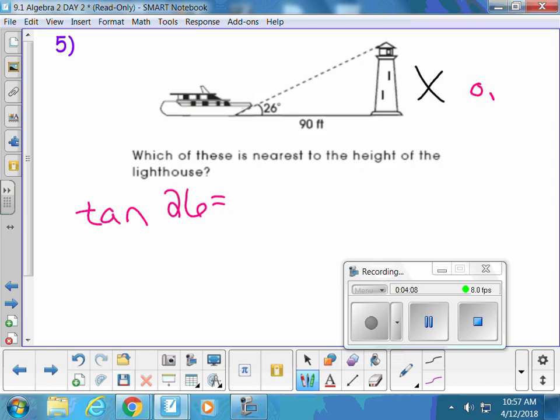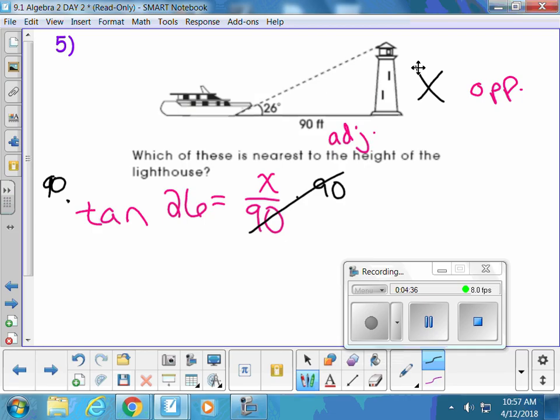X is my opposite side, right? And 90 is my adjacent side. So tangent of 26 equals x over 90. That's my setup. The pink is my setup. Is everything looking good? I appreciate you guys staying on top of all my mistakes, because they're coming at us today. We're going to need to move that 90 to the other side, so what should we do? Multiply both sides by 90. So as far as the calculator is concerned, 90 times tangent 26. 43.90 if you want to round to the nearest hundredth.